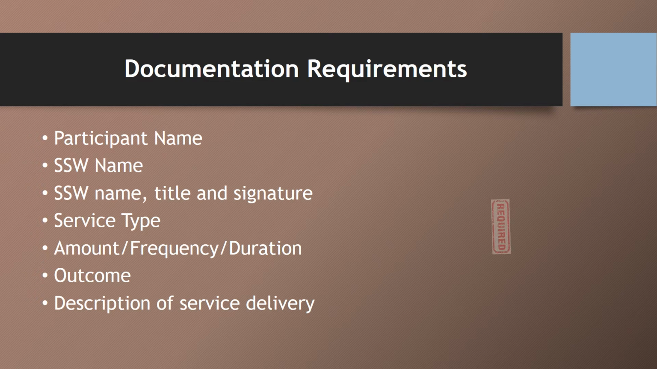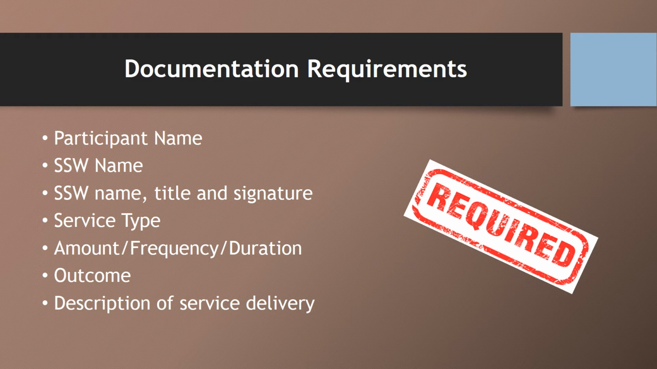The Office of Developmental Programs, or ODP, has specific requirements when it comes to documenting the provision of service. These requirements include the name of the participant receiving the service, the name of the provider, the name, title, signature, and date of the person completing the progress note, the name of the service, the amount, frequency, and duration of the authorized service, the outcome of the home and community-based service, and a description of what occurred during the delivery of the service. The daily activity log that you are asked to complete meets these requirements.